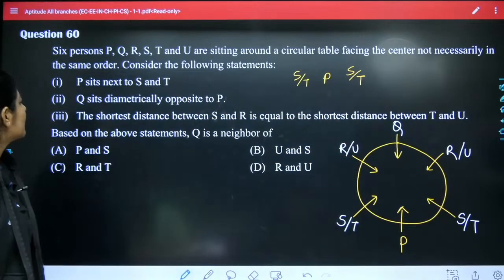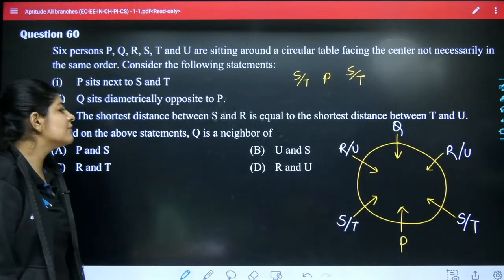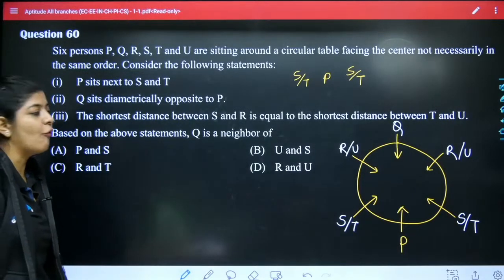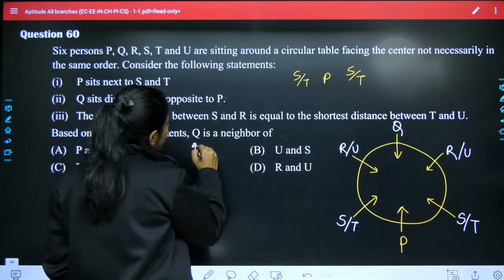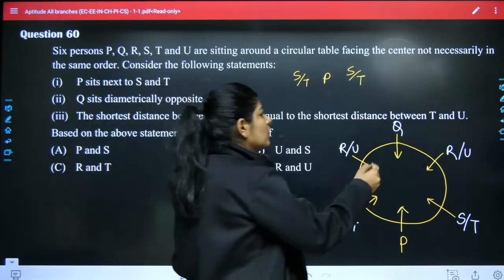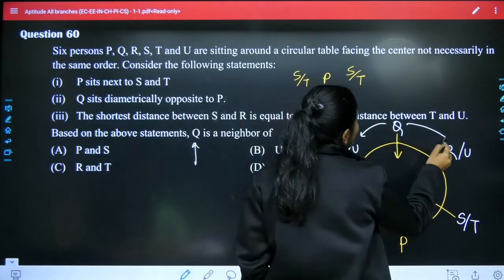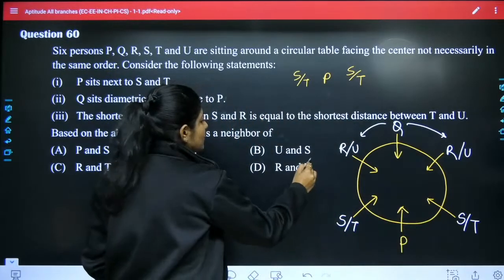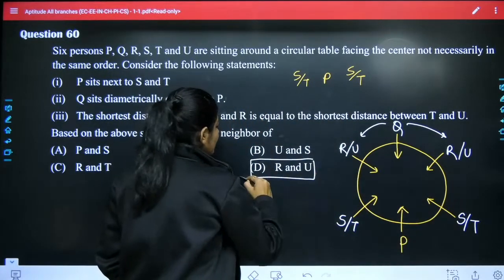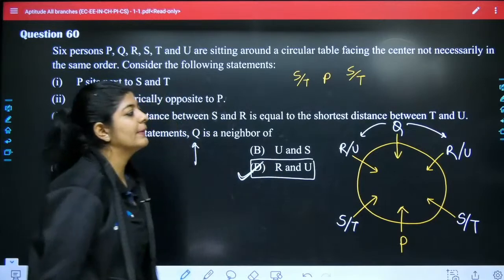Now, what we need to find out, based on the above statements, is who Q is a neighbor of. We need to find out the neighbors of Q. The neighbors of Q are R and U. So the correct answer is option number D, right?